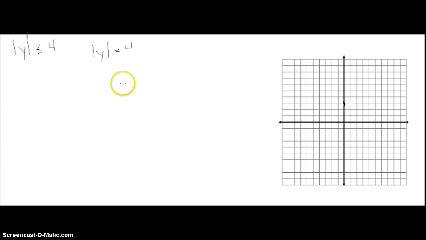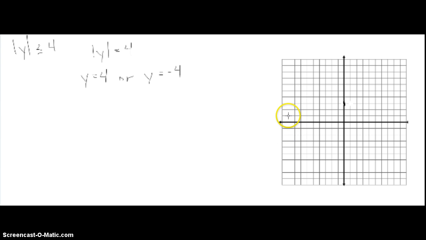Well, remember that the absolute value of y represents the distance from 0. So if I were to graph the absolute value of y equals 4, we're talking about a distance from 0 that is equal to 4. So y could either be 4, that would work for this equation to be true, or y could equal negative 4. So I'm going to end up with two horizontal lines. Since I have no x, there's no slope.